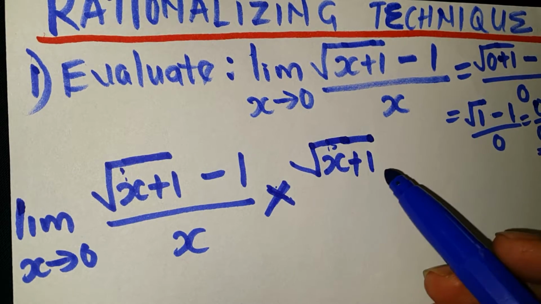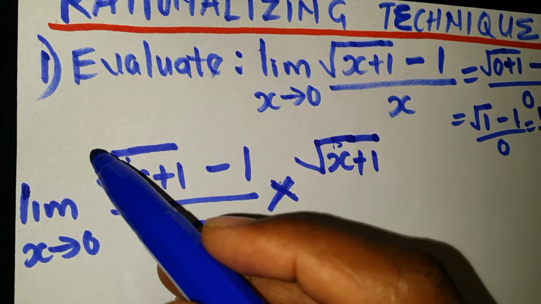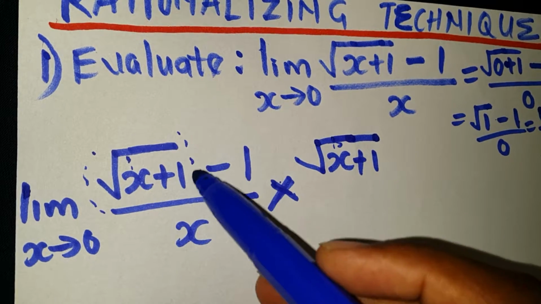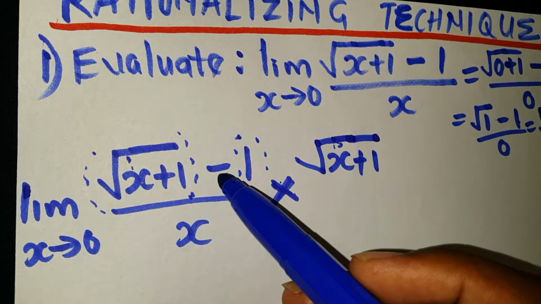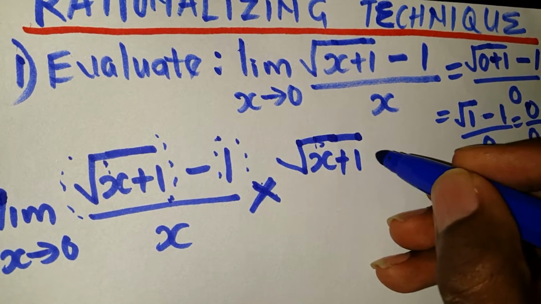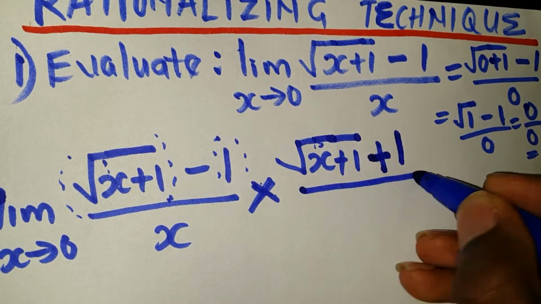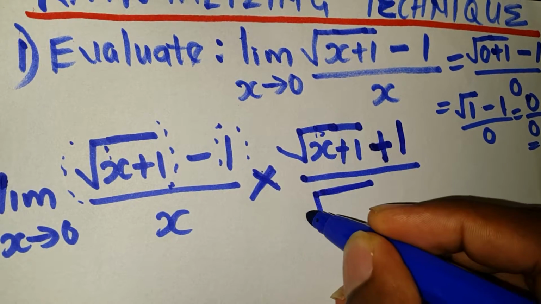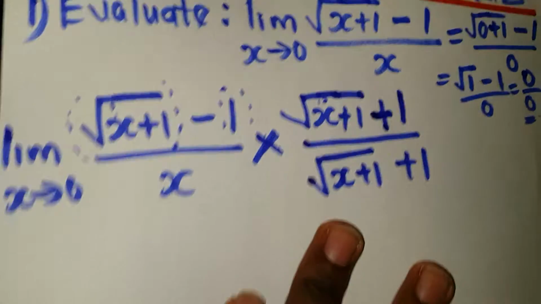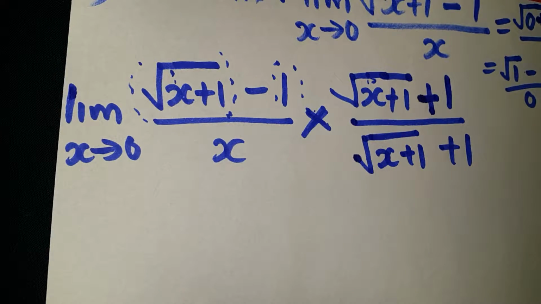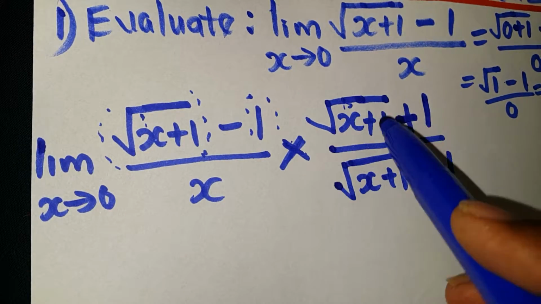Note that when you are trying to use the complex function, you have to change the sign. As you can see, we have a function here, and we also have one here. What is separating them is negative. So this negative will turn to positive when you are trying to multiply it. Then you change it to plus 1, divided by root x plus 1 plus 1. So that's the first step. So we want to multiply our function by this.